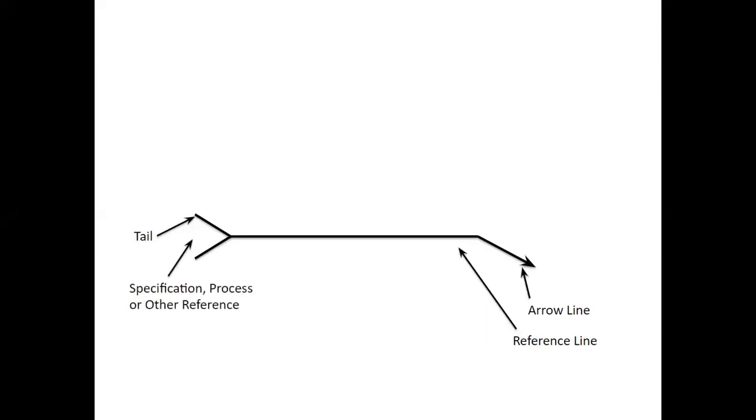So this is a reference line with an arrow. And we're going to start talking about these parts and pieces. We got an arrow line, got a reference line, got the tail back here, specification, process, or other reference. So they'll put information back there. It might say see note J2, and you look in the corner of the drawing, and note J2 will give you some specific detail as to how to complete that weld.